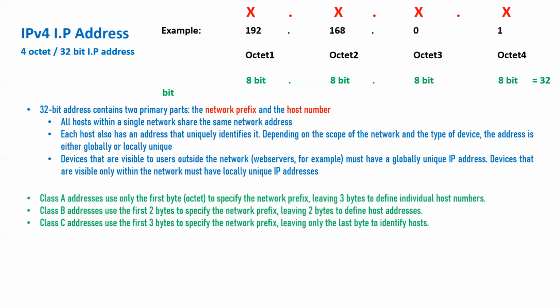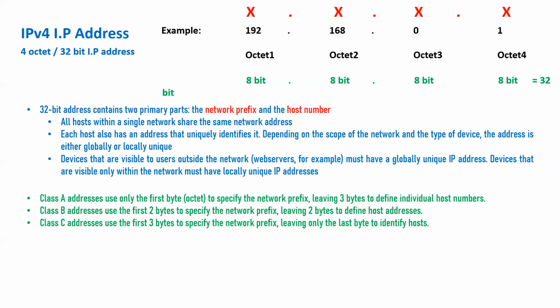Now, in the traditional IP address format, how do we assign IP addresses to machines? Initially we had three types of IP address schemes: class A, class B, and class C. How we define IP addresses in all these classes is very simple. Class A addresses use only the first byte, the first octet, to specify the network prefix, leaving 3 bytes to define individual host numbers. We have 4 octets in the IP address. So in a class A address, the first octet is reserved for the network address, and the remaining 3 are open to assign to your hosts.